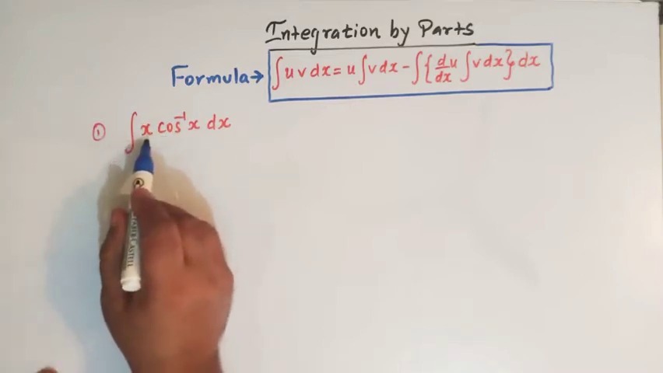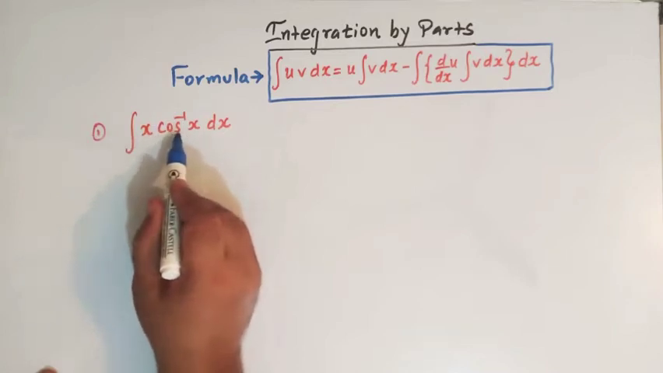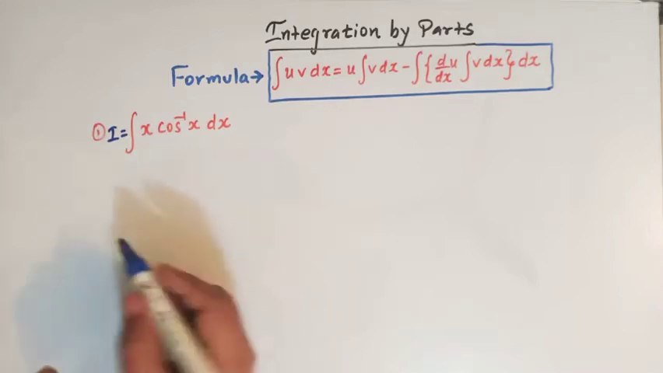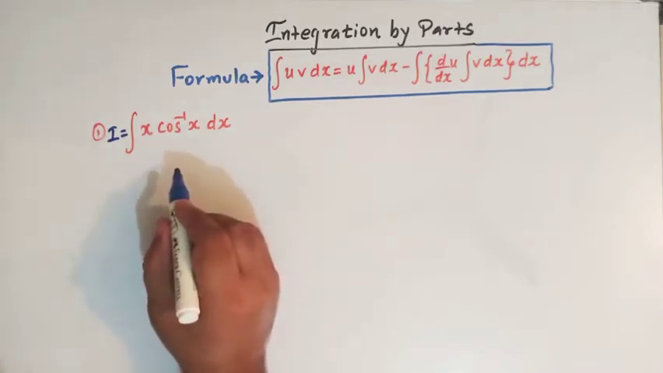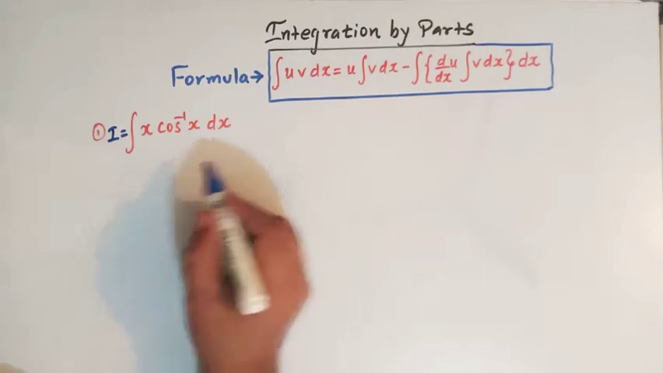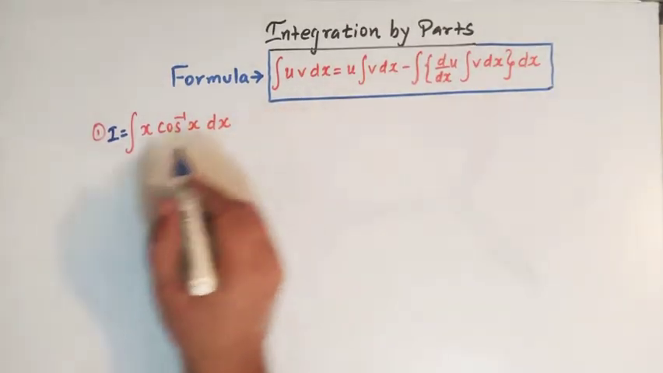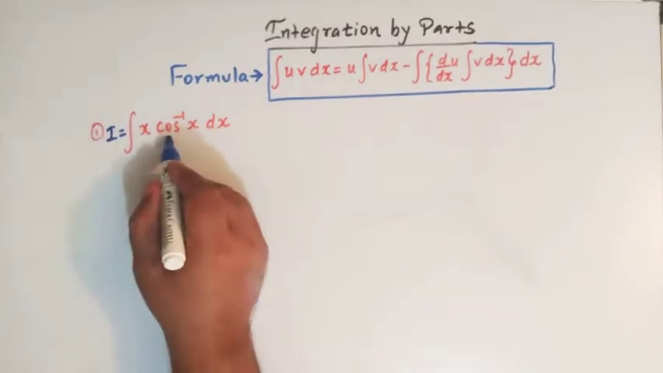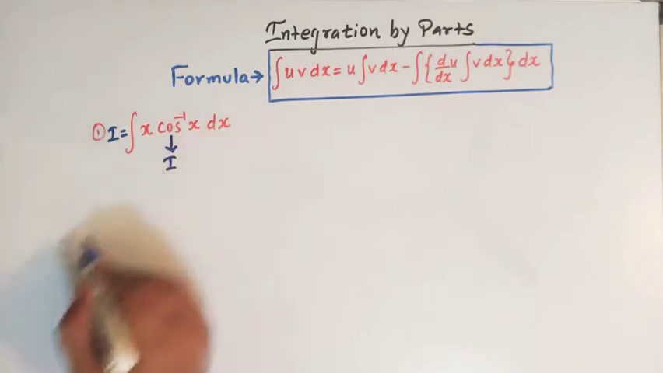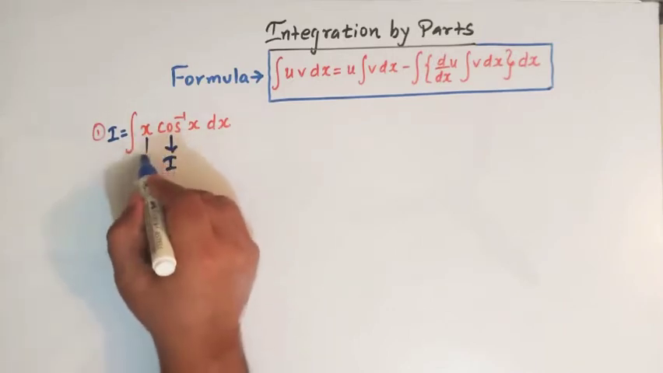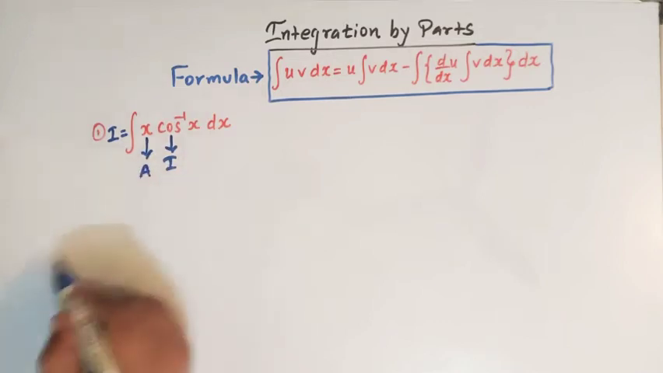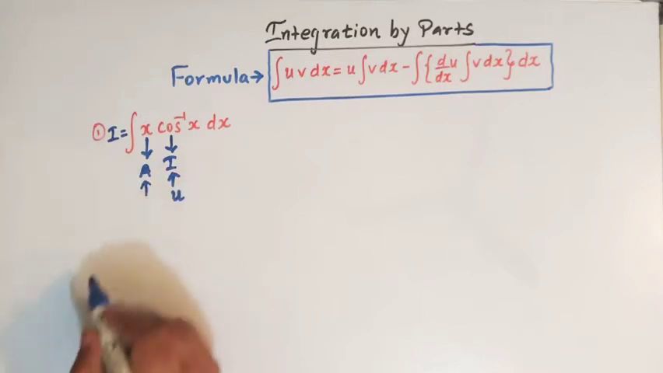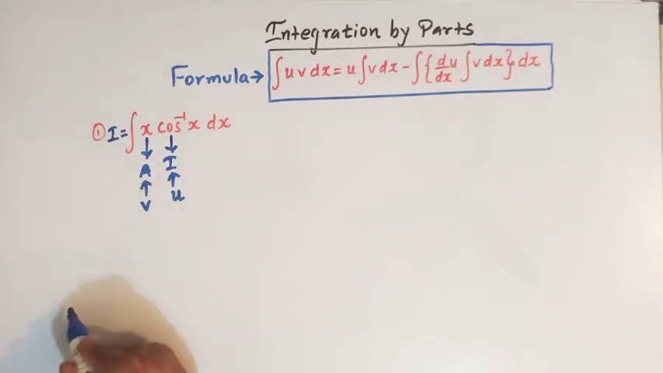So here we have to integrate the product of x and cos inverse x. So let us call this integral I. Now here we will make use of the rule that the first function will be taken as the inverse function. This is the inverse function and this is the algebraic function. So this is the first function, that is u, and this is the second function v, right?